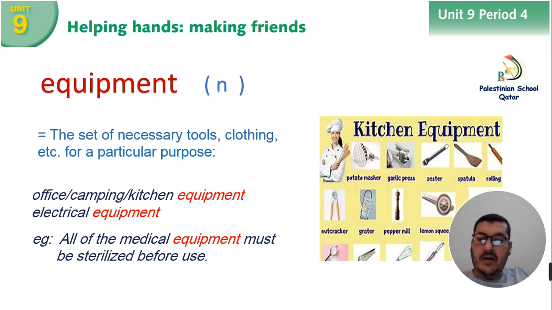For example, the farmer has special equipment. In the office we have special equipment for the office. Camping equipment, kitchen equipment, electrical equipment, all these. Example: all of the medical equipment must be sterilized before use.